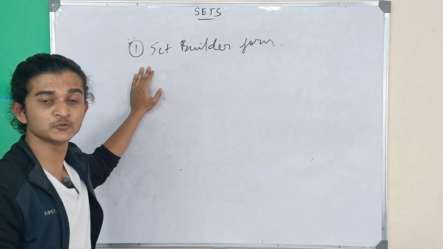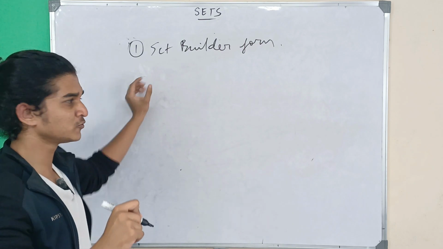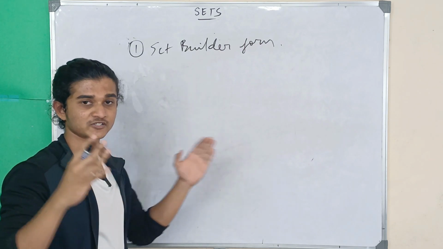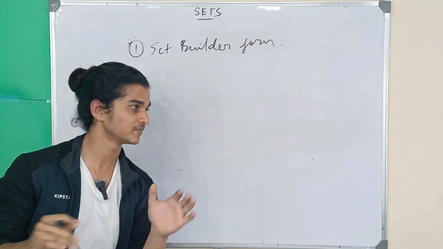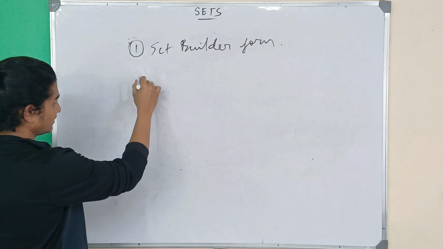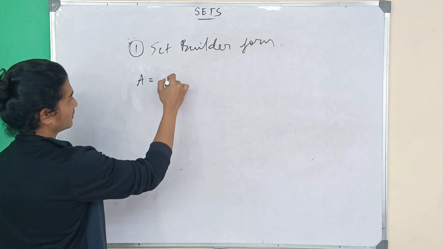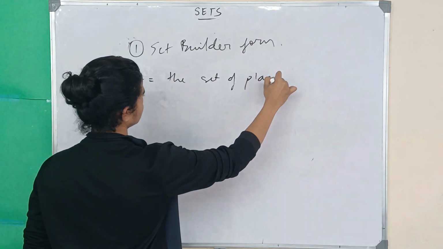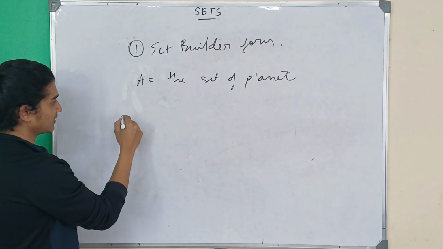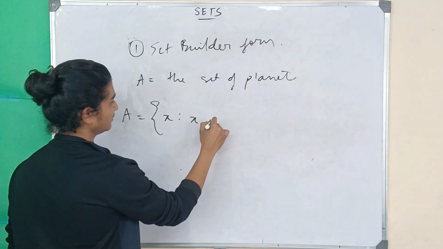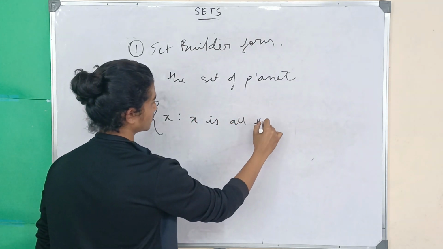In this method, you're going to use a kind of a key, and you're going to use certain set steps in order to represent a huge set in a very short form. For example, let us say the set is denoted as the set of all the planets in the solar system. And in the roster form, you can write this as A equal to set of all x such that x is all the planets in the solar system.